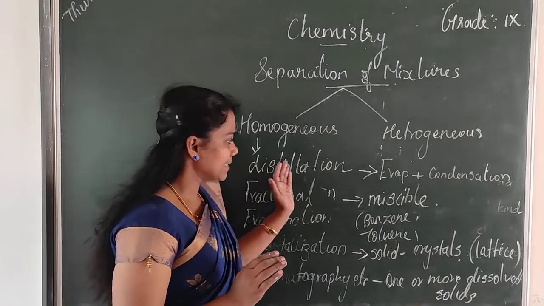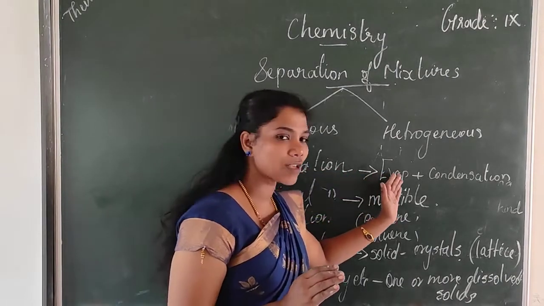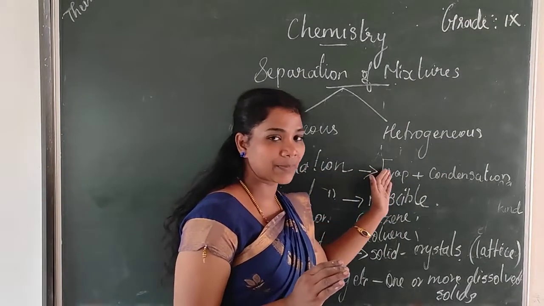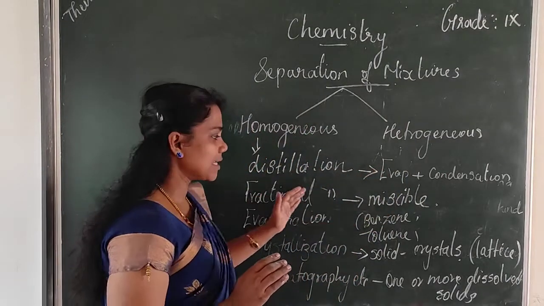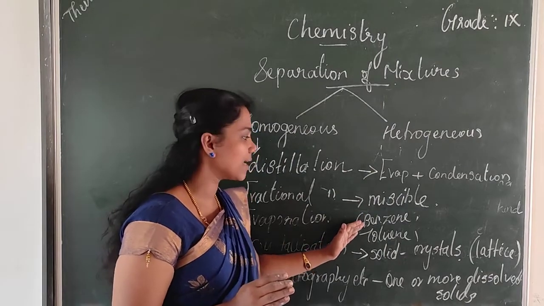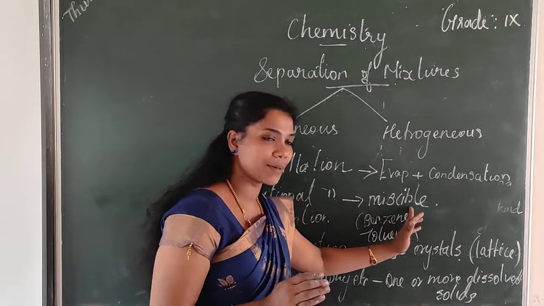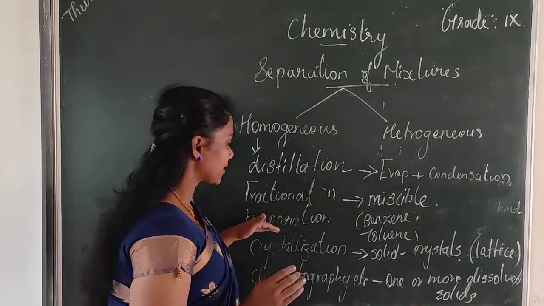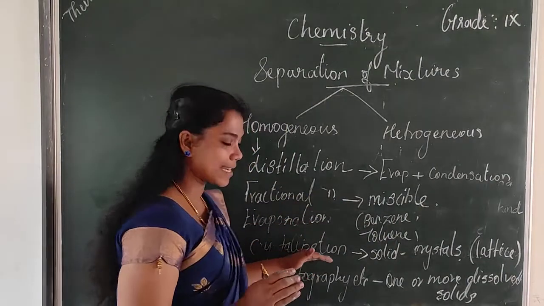What are the techniques? Distillation, the combined process of evaporation and condensation, which is used to separate liquid from the solution. Next one, fractional distillation. If both are liquid in nature and both are soluble with each other, then the liquids are called what? Miscible liquids. We will employ the technique of fractional distillation. Next one, evaporation. Next one, crystallization.